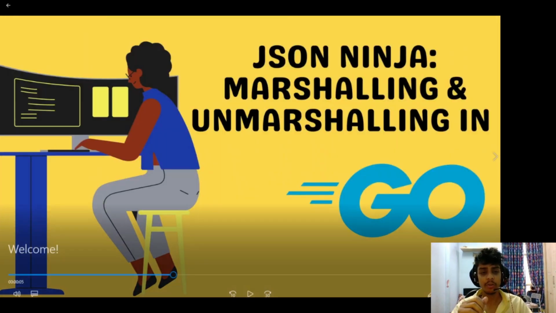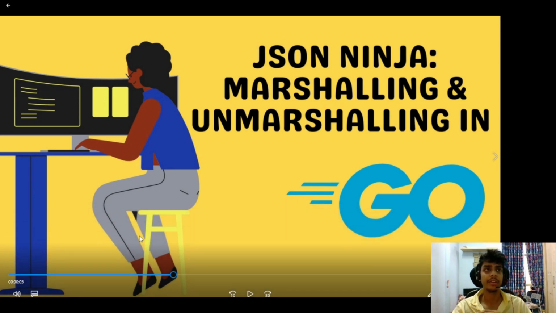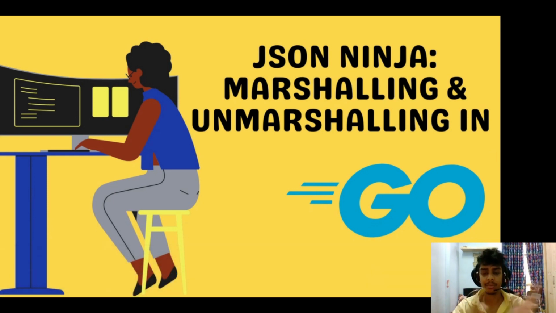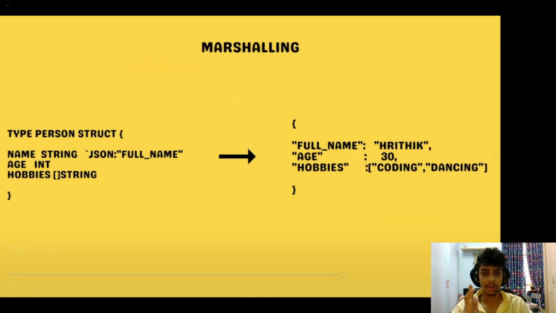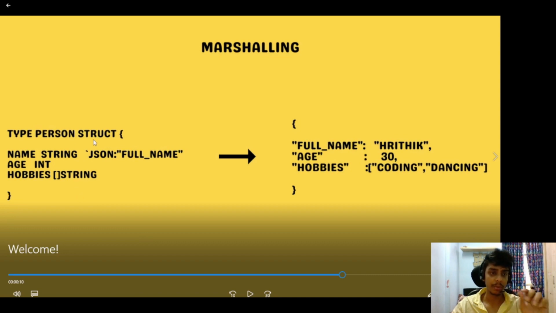So in today's video we'll be playing with JSON data. JSON, as you all know, is a very popular format for information exchange between applications. So today we'll be looking into the marshalling and unmarshalling of JSON in Go. Marshalling is basically when you have a Go data structure, any Go data structure, and you convert it to JSON. That is called marshalling.